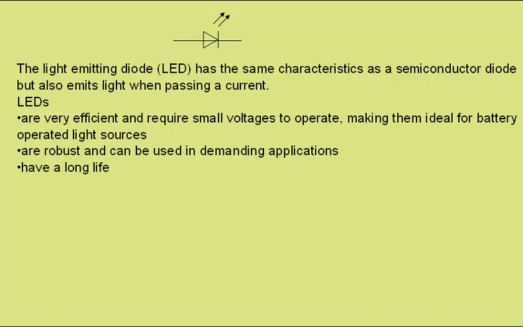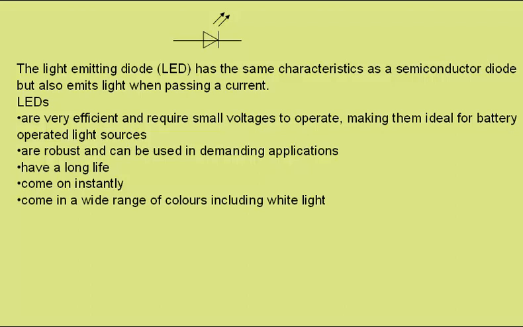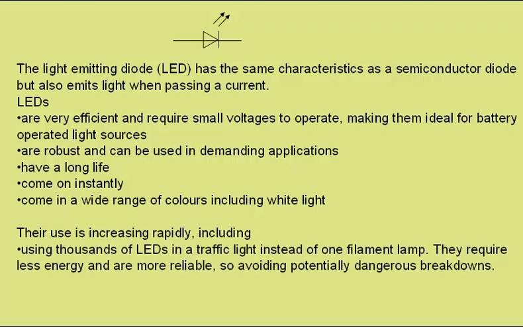They have a long life, meaning bulb change is required less often, which could be very important and could save costs. They come on instantly, unlike filament lamps, and in particular unlike energy-saving light bulbs, which take some time to reach full brightness. They come in a wide range of colours, including white light. Their use has increased rapidly over recent years, including using thousands of LEDs in a traffic light instead of one filament lamp. This requires less energy, and they are more reliable, and this avoids potentially dangerous breakdowns of traffic lights.